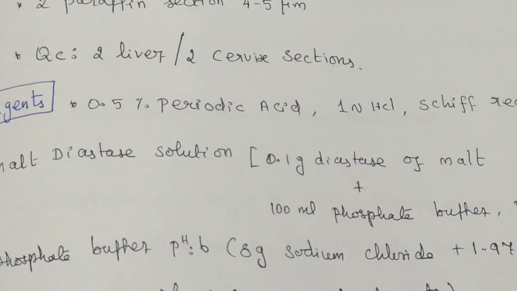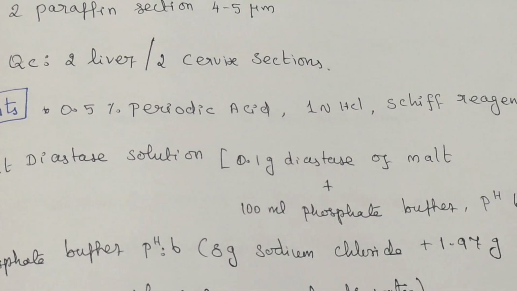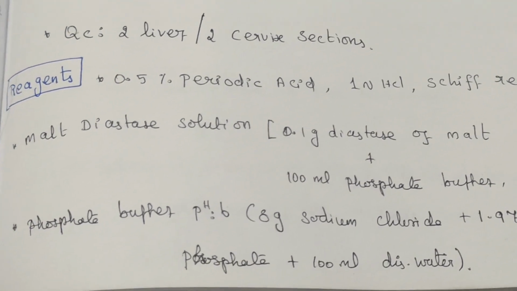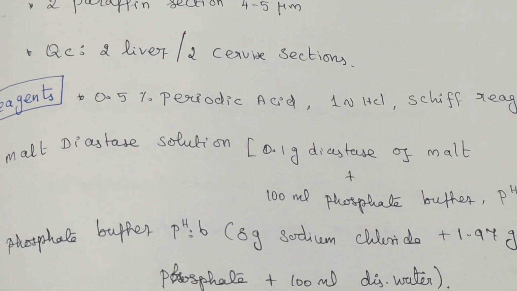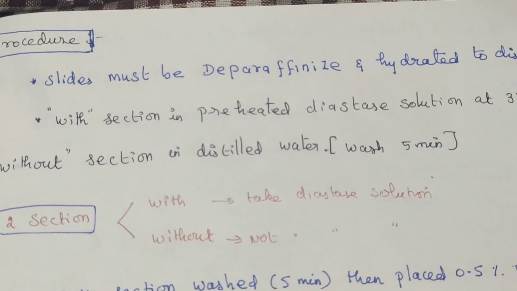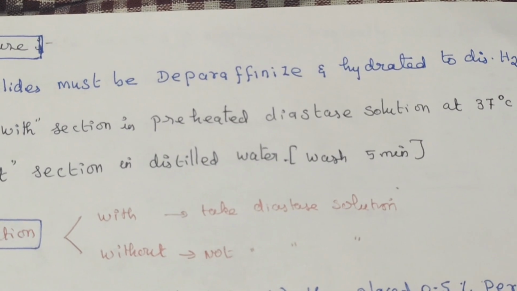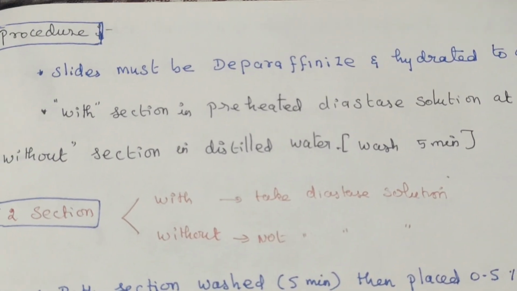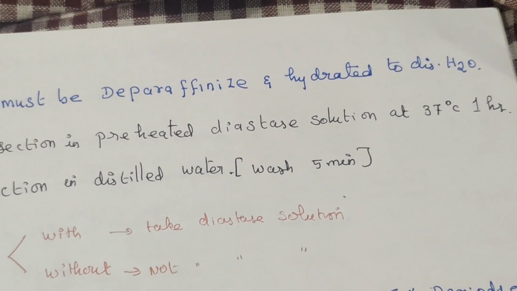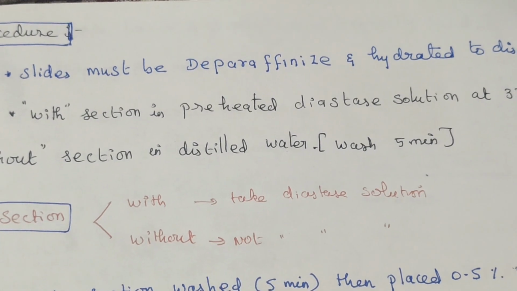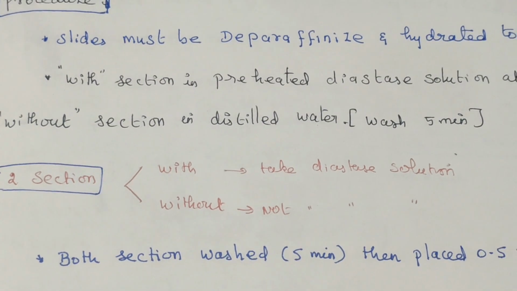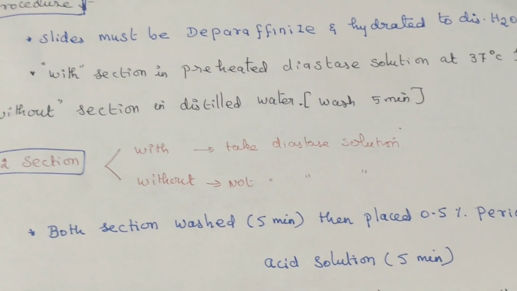So the reagents are 0.5% periodic acid, 1 normal HCl, Schiff reagent, malt diastase solution, and phosphate buffer pH 6. For the PAS reaction with diastase digestion procedure, slides must be deparaffinized and hydrated to distilled water. The section is placed in preheated diastase solution at 37 degrees for 1 hour, while the section without diastase goes in distilled water.